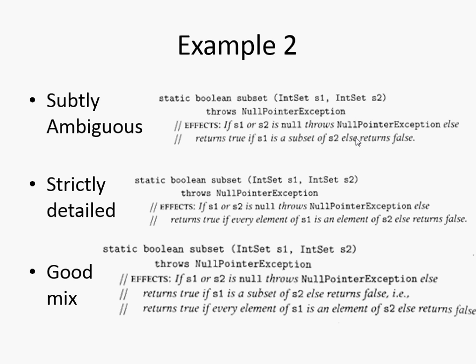Here, by contrast, it could be more detailed. Returns true if every element of S1 is an element of S2, otherwise returns false. This resolves that issue because it makes it clear if they're equal that it will return true. If they're equal, if S1 is the same set as S2, will the second one return true or false? According to this, does it make it clear it returns true or false?